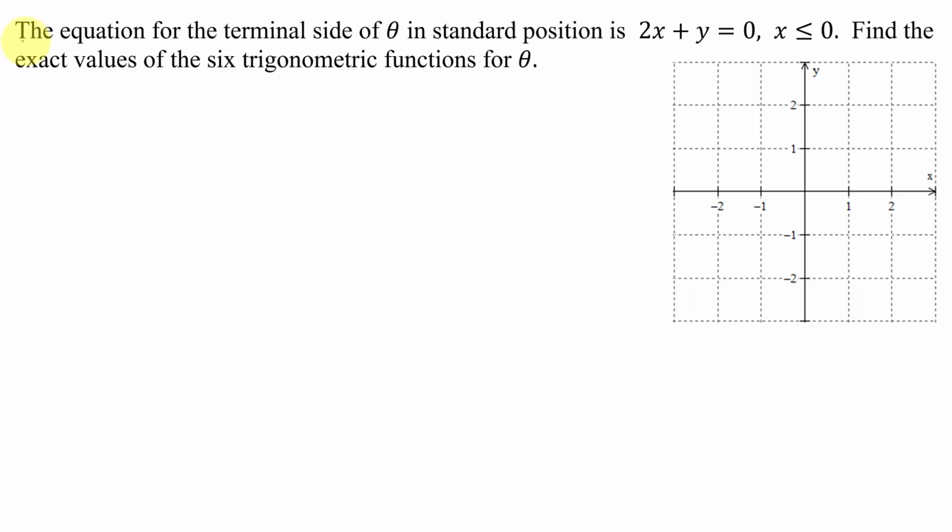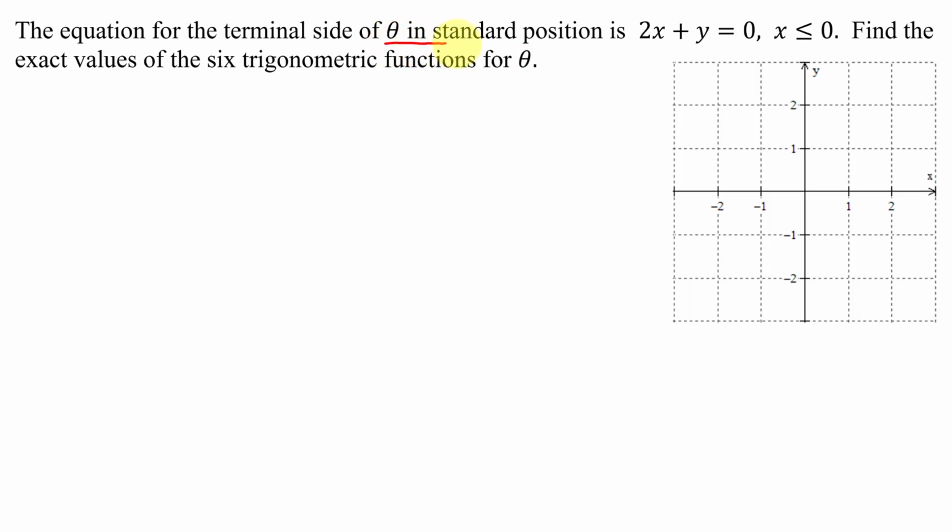In this example, the equation for the terminal side of theta in standard position is 2x plus y equals 0, where x is less than or equal to 0. I need to find the exact values of the 6 trigonometric functions for theta.